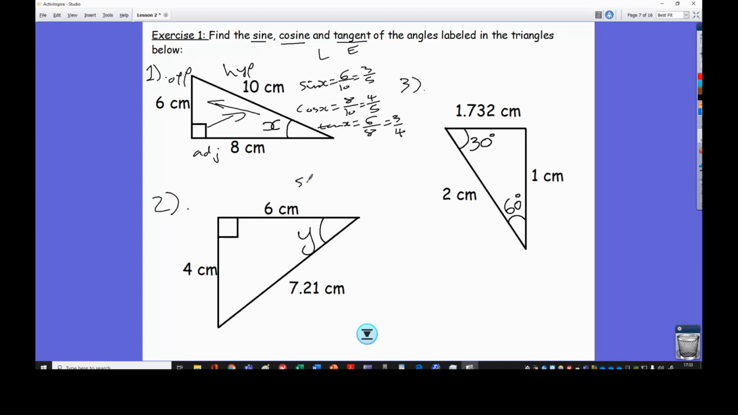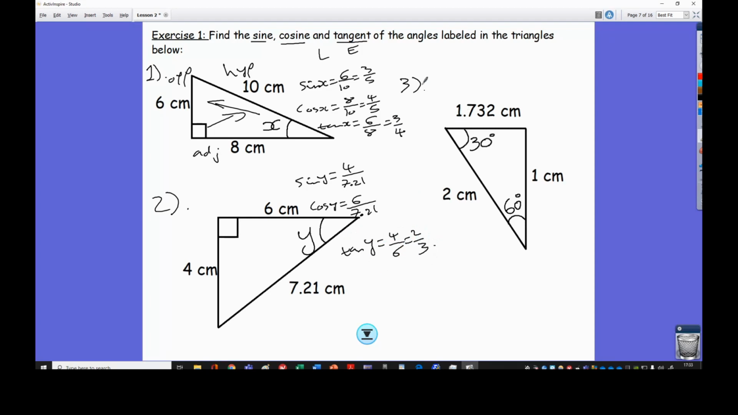For question 2, we get sine y is equal to the opposite over hypotenuse, 4 over 7.21, which you could simplify if you wanted to. You could, but I'll leave it like that for now. Cos y is adjacent, 6, over hypotenuse, 6 over 7.21. And tan y is equal to the opposite 4 over the adjacent 6, which you can simplify to 2/3.